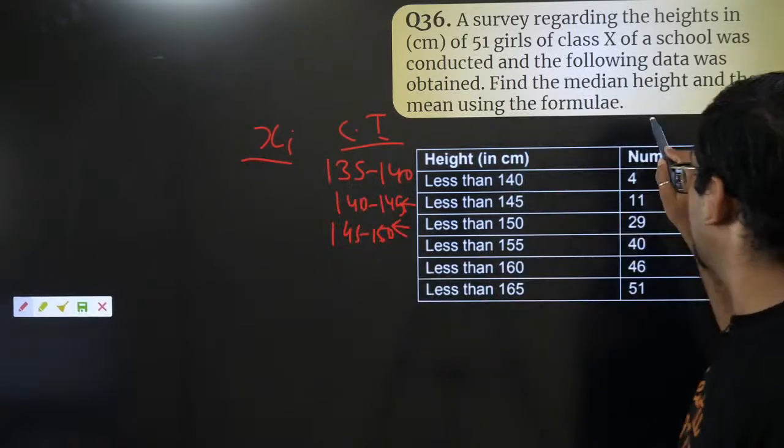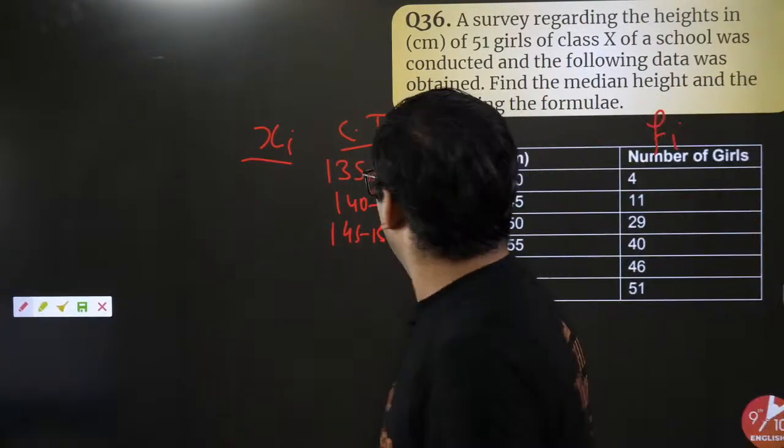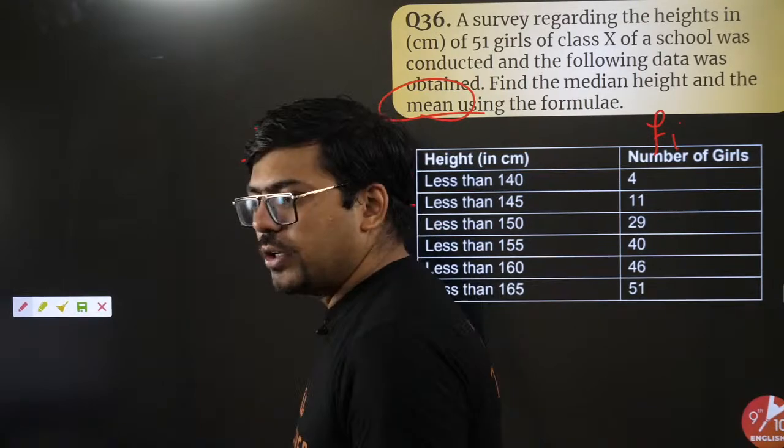Xi you will get here, frequency is given as fi. You have to find what? Mean. So if you have to find the mean, that's so easy.